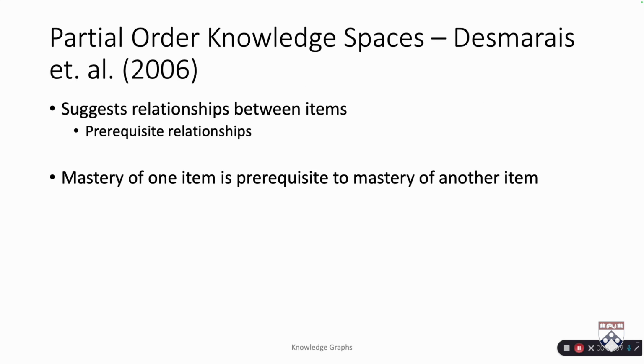Desmarais proposed what we refer to as a partial order knowledge space or knowledge structure, in which he suggests that there is a relationship between the items in a knowledge space. That relationship, he says, is a prerequisite relationship. Hence, if you're able to master one of the questions, which is the prerequisite, then you should be able to master the other question. That specifies a prerequisite relationship. Let me show you an example in the next slide.